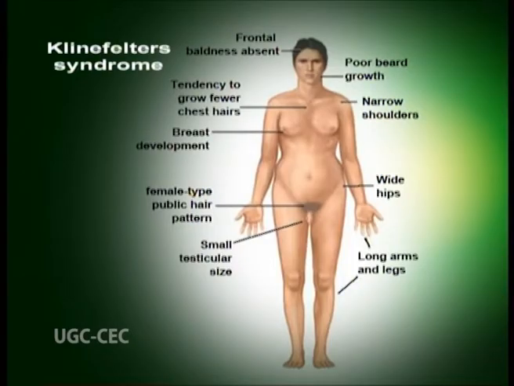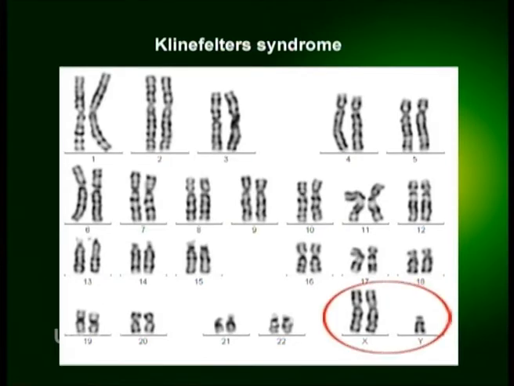They will have tall stature, their mental IQ may be slightly lower than the normal individual, and they will have slight breast development and a few other feminine characters. So, in this case there will be one extra X chromosome, XXY. Although Y is there, because of the additional X chromosome, they may not be a perfect male and they cannot reproduce.